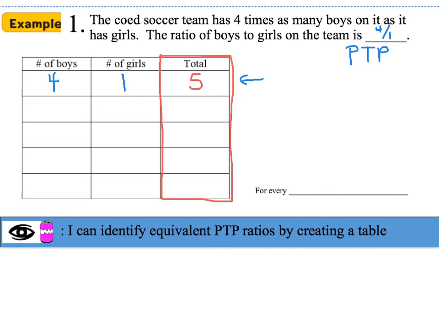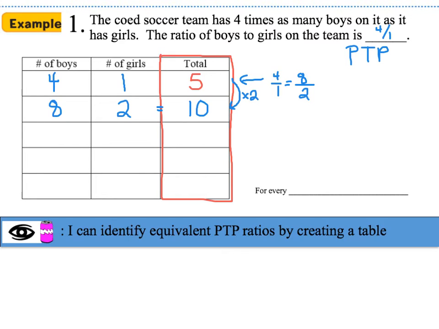But what happens if I wanted to double the soccer team? So if I doubled it, I'm going to scale forward, and I'm going to multiply this by 2, because doubling means times it by 2. So 4 times 2 gets me 8. 1 times 2 gets me 2. And 5 times 2 gets me a total of 10. Now if you look at it, you can write 8 plus 2 gets you your 10, or you can do your 5 times 2, which gets you your 10. You get the same answer. So another equivalent ratio would be 8 over 2. It's the same thing as 4 over 1.